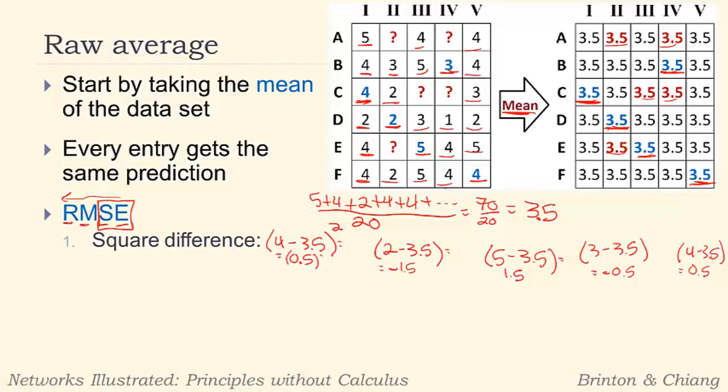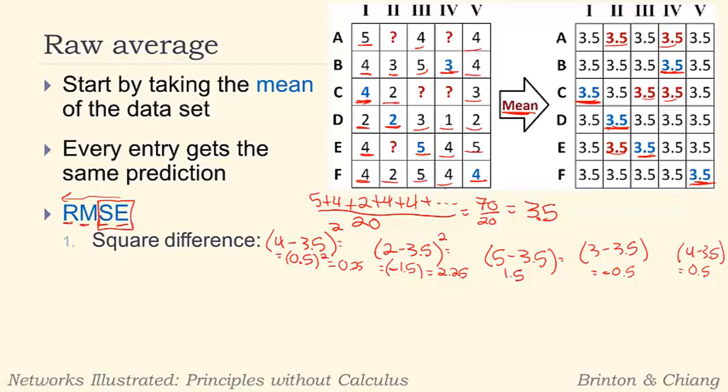So 0.5 squared is 0.25. Negative 1.5 squared is 2.25. Again, the positives and negatives don't matter because we're squaring the values. And if you don't know what squaring is, it's really just taking a number and multiplying it by itself, right? So 3 squared is 3 times 3, which is 9. 4 squared is 4 times 4, which is 16, and so on.